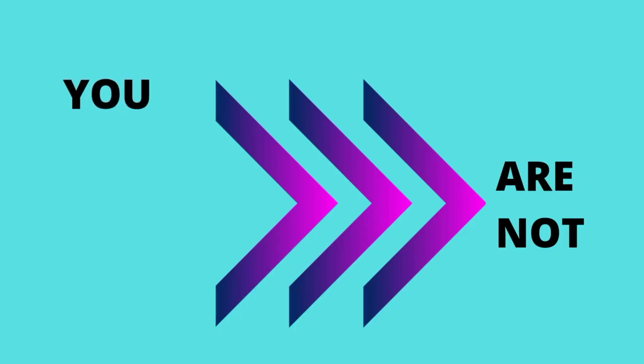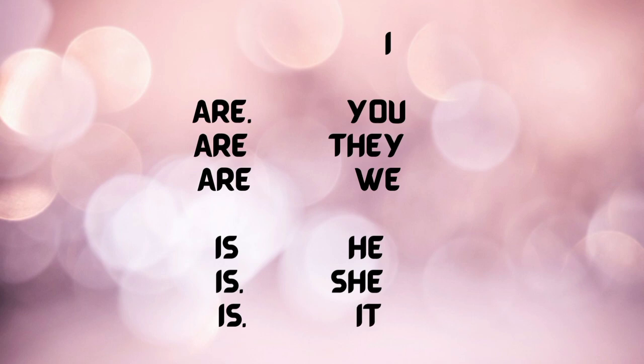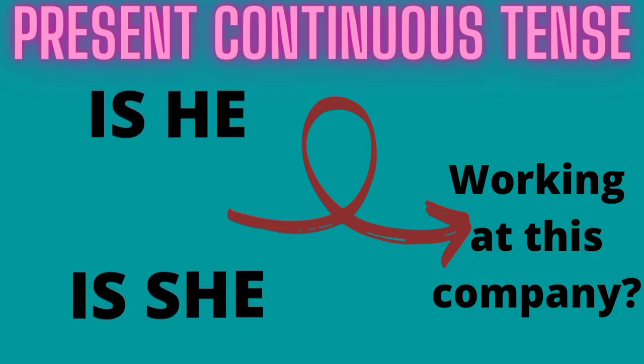With I we use am. With we, you, they we use are not. And with he, she, it we use is not. Similarly, in the interrogative form also we use am I, are you, are they, are we. With he, she, it we use is. Is he working here? Is she working at this company? So in this way you can use present continuous tense frequently.